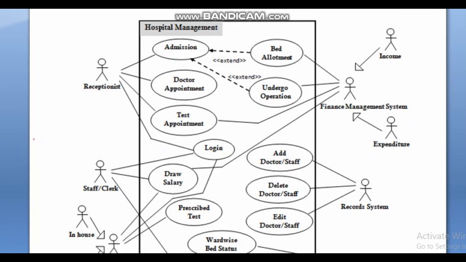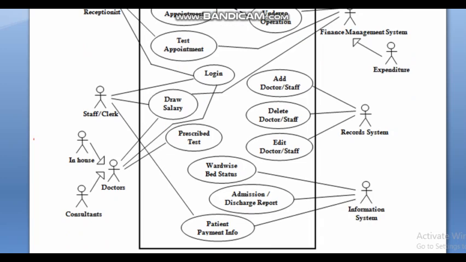So in this way, the receptionist actor is related to our software, and performs these activities in relation to the software. Alright. Similarly, let us see the staff. Here you can see the staff or clerk can also log in through this software. They can draw the salaries of the doctors or other employees working in the hospital. They can also make a patient payment, or provide the details of the patient payment system. All right. So in this way the actor staff is interacting with this software.